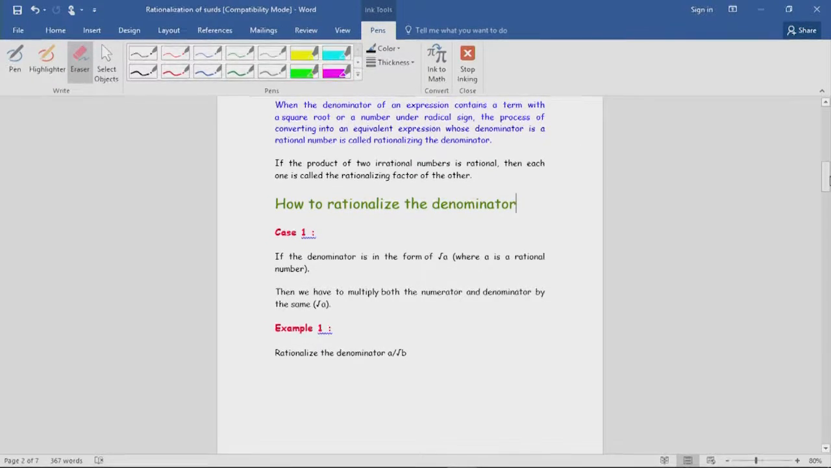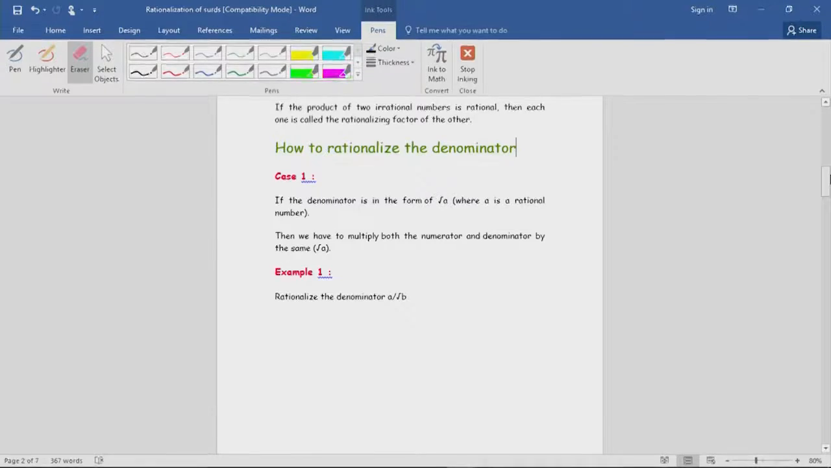We say if the product of two surds is a rational number, that is to say you are multiplying both numbers and the result is rational, which is definitely simple, then each one is called the rationalizing factor of the other. Okay, what do we mean by this? If you have the square root of a, the rationalizing factor of the square root of a is the same as the square root of a. If you have the square root of b, the rationalizing factor of the square root of b is the same as the square root of b. Shortly we are going to demonstrate some of those things.